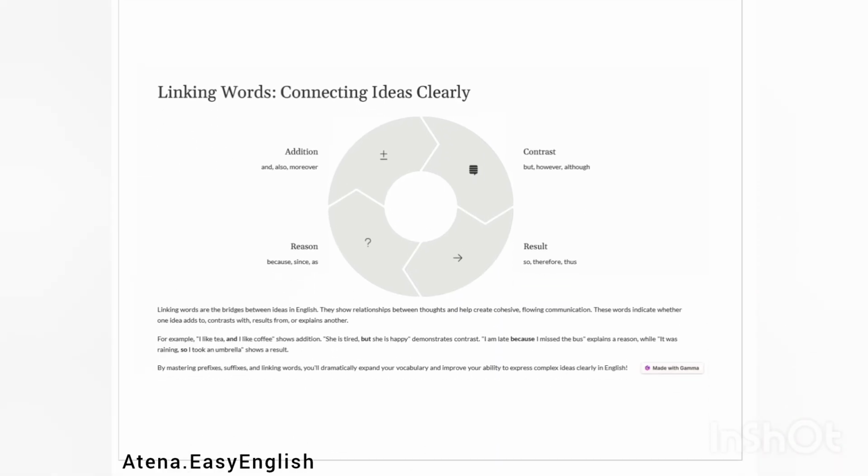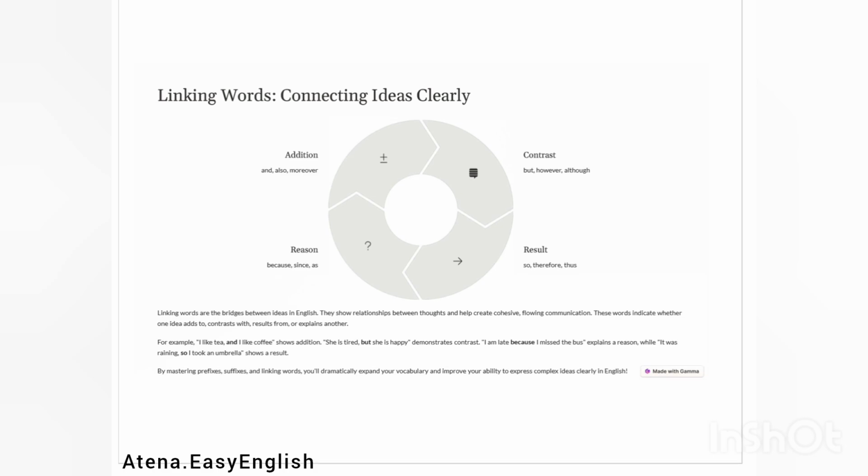Great. Now the next part, linking words, connecting ideas clearly. Here we are going to talk about linking words that can help us to connect our ideas. Look at here, it's the idea A and idea B. It's in your mind and you want to express it in English. You need to connect these ideas with a linking word. If they are equal, if they are opposite, or any other, you should use different linking words to express that.